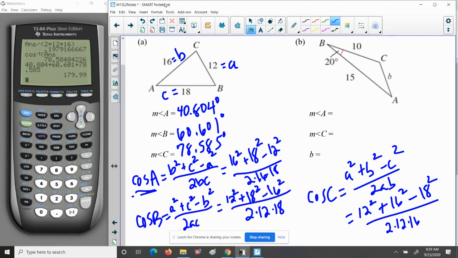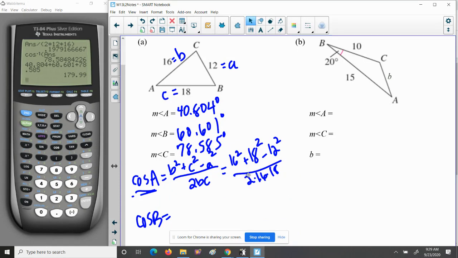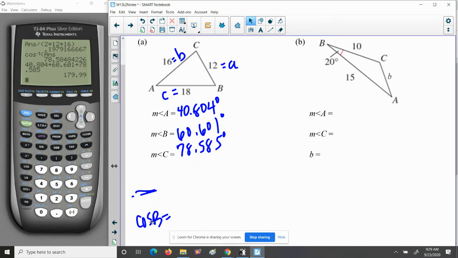Let's go back. I'm going to get rid of some of this work so that we can do our next problem. I'll leave our answers for part A, but I'm going to get rid of our work, and then we're going to do part B. Let's take a look at this one.